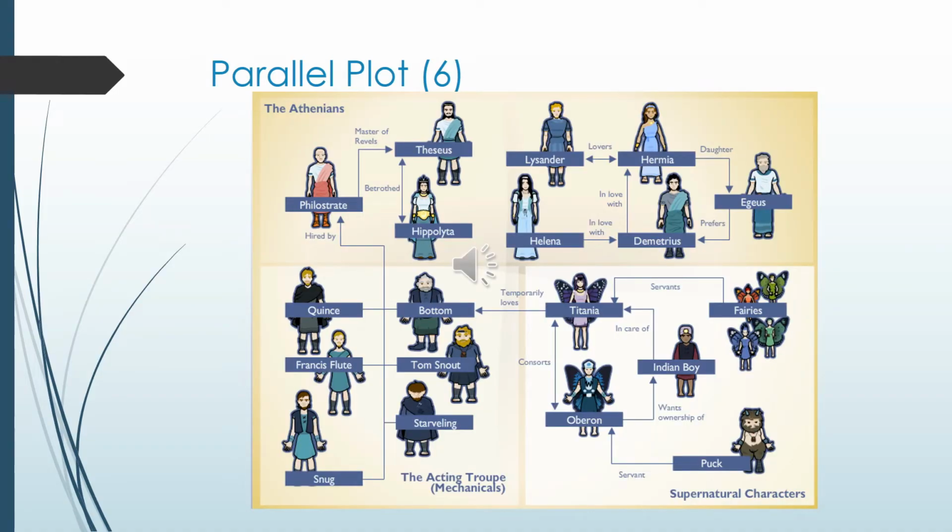My favorite example of parallel plots comes from Shakespeare's A Midsummer Night's Dream. There's one plot line that runs for the royalty, Theseus, Lysander, Hermia, Demetrius, Helena, Hippolyta, and Aegeus. And then there's another plot line that's running with the fairies and with the players who actually put on the acting troupe. So these plots are all happening simultaneously, but the characters don't always interact with each other. Sometimes they do, but each of these groups of people has their own plot line, their own rising action, their own climax, and their own resolution. But it's all happening in one story.